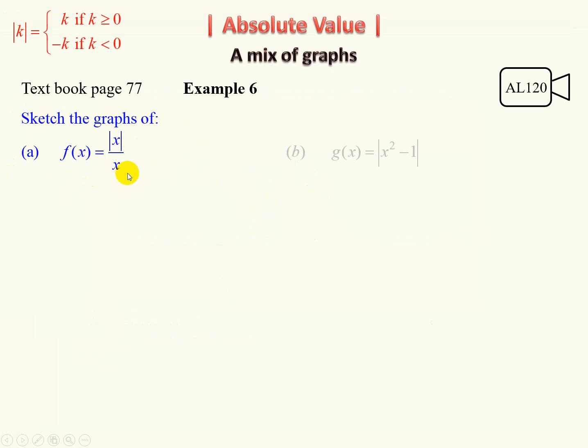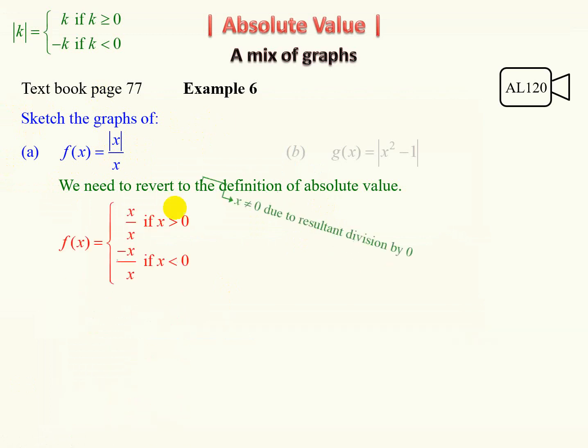So we're starting with f of x equals absolute value of x over x. So we're going to revert to the definition of absolute value, which we have to do in many a case in this sort of instance. So there's our definition. Absolute value of k is k, status quo, if k is greater than or equal to 0. Negative k, in other words, change the sign, if k is less than 0. So we have x over x if x is greater than 0.